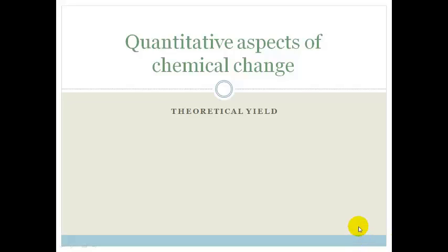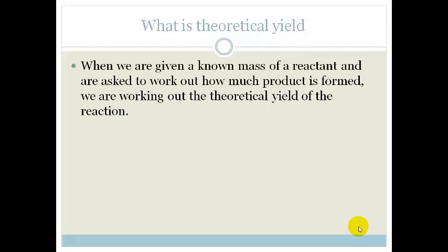Good day. In this lesson we're learning about theoretical yield. What is theoretical yield? When we are given a known mass of a reactant and are asked to work out how much product is formed, we are working out the theoretical yield of the reaction. In other words, we're working out how much product we expect to get out.